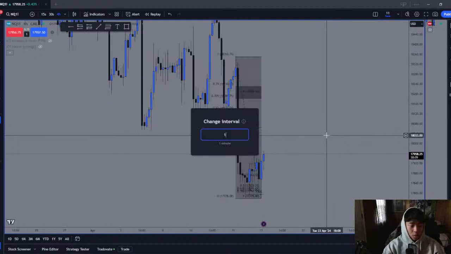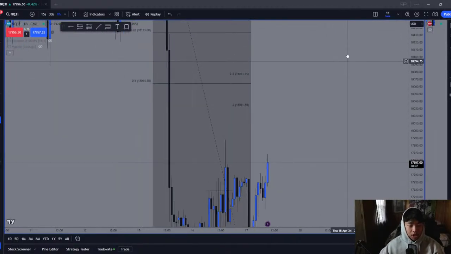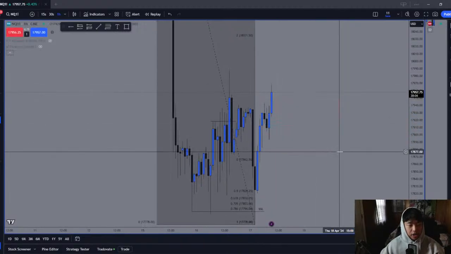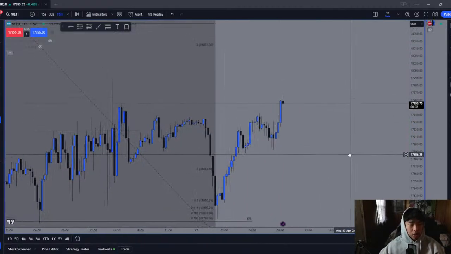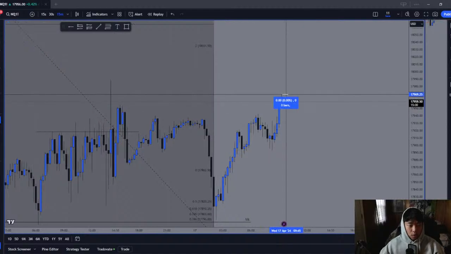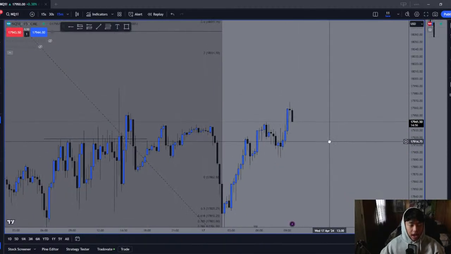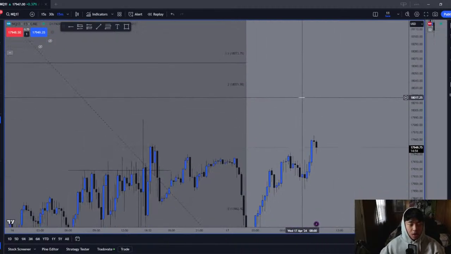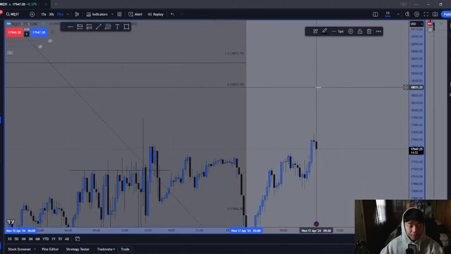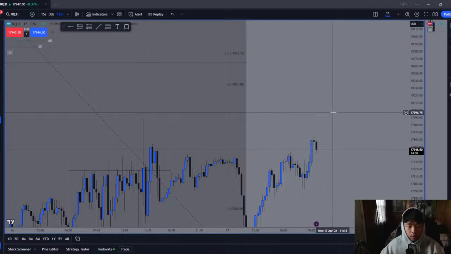4 hour is bullish, 1 hour is about to break structure to the upside. It's technically bearish. 15 minute here is bullish. I would like some sort of liquidity sweep or a higher time frame imbalance, and would like to see us go higher. So that's what I'm looking at right now. We just wait and see.